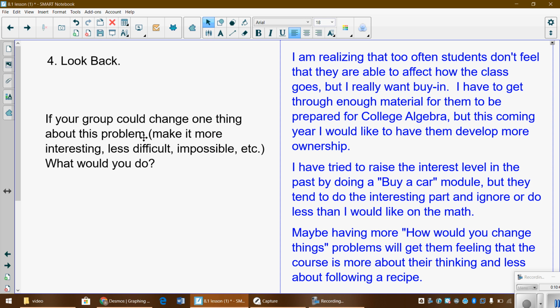And then finally, it's part of the look back. If your group could change one thing about this problem, make it more interesting, less difficult, impossible, etc., what would you do? The reason this is in here, and this is a new idea for me, it's not going to be super efficient, but it's where I want kids to be. I'm realizing that too often my students, and really students in general, don't feel that they are able to affect how the class goes. But I want them to have the buy-in.